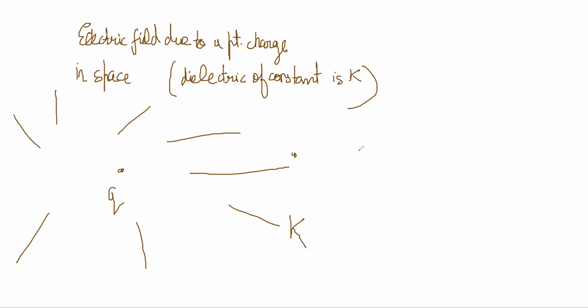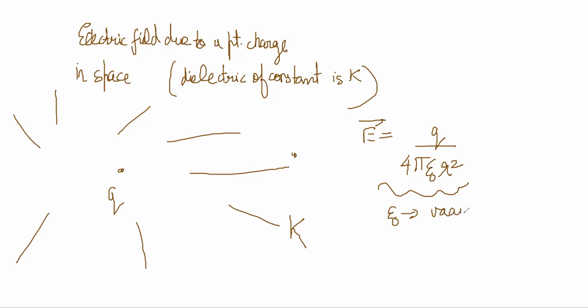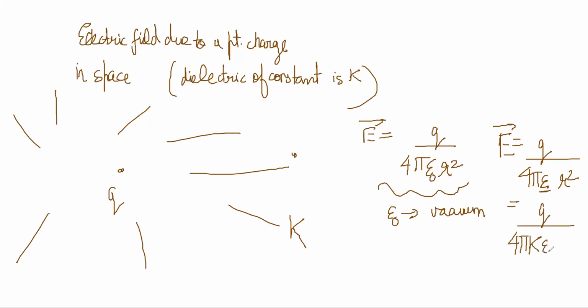The electric field at this point will not be Q by 4 pi epsilon naught R square, because this epsilon naught was referring to vacuum. In this case, it is in a dielectric. The electric field will be Q by 4 pi epsilon R square, which is equal to Q by 4 pi K epsilon naught R square. Basically, what has changed? Epsilon naught has become K epsilon naught.